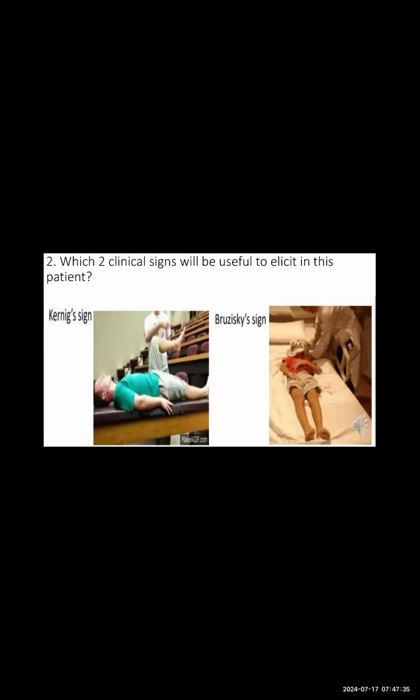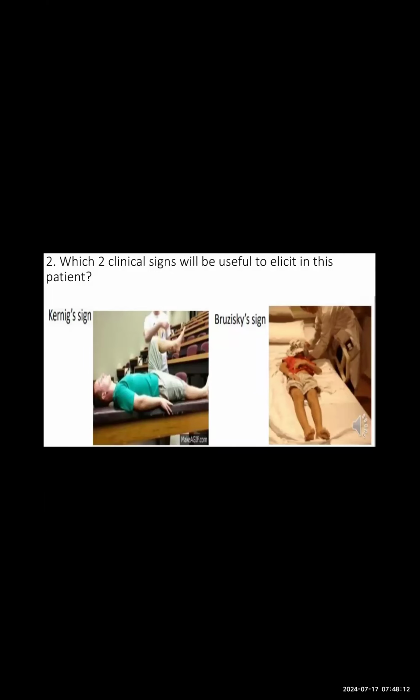We have the Kernig sign and then we have the Brudzinski sign. For the Kernig sign, the hip is flexed at 90 degrees, and then when trying to extend the knee joint, there's difficulty in extending it due to stiffening of the hamstring muscles, and also when trying to extend the knee joint, they present with pain at the spinal area, because you're trying to stretch the spinal cord against the inflamed meninges, so they present with pain also, and that's the Kernig sign. And Brudzinski sign, on flexion of the neck, the knee and the hip joints are flexed, so that's the Brudzinski sign.